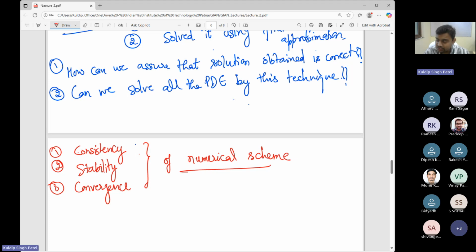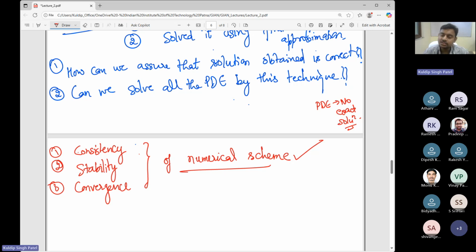You get the idea why these properties are important? I'm emphasizing the motivation for these properties. Suppose there is a PDE whose exact solution is not there. Now you obtain some numerical solution. Since there is no exact solution, how are you assuring yourself that the solution you are obtaining is correct? There is no way. Then these three concepts are going to help you. They assure you that if you define a numerical scheme and it is consistent, stable, and convergent, then please do not worry. Your solution is accurate. I hope I'm clear.